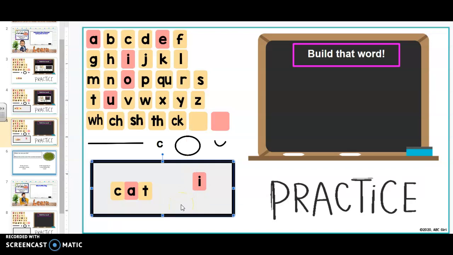So remember, we're almost always going to use a C at the beginning of a word for the sound k, except after E, I, or Y. So now we have an I, so we would use the K here instead of the C.